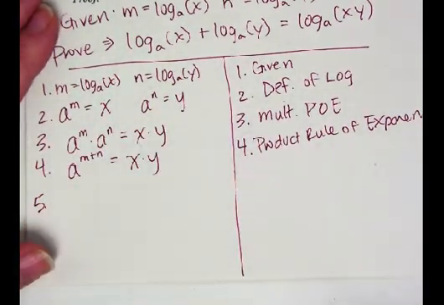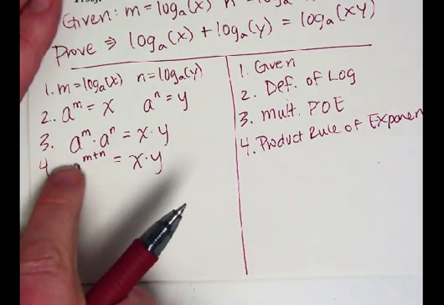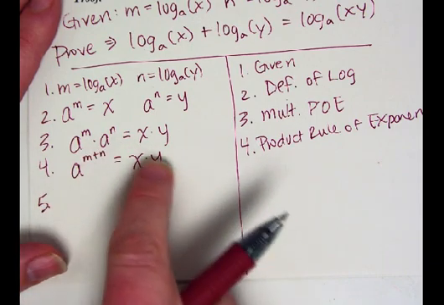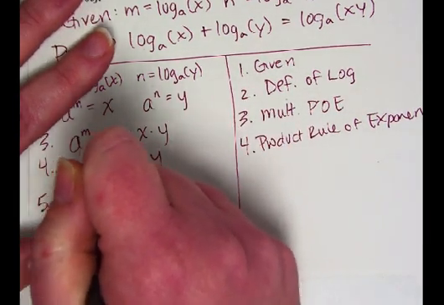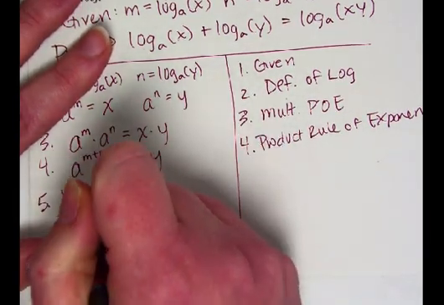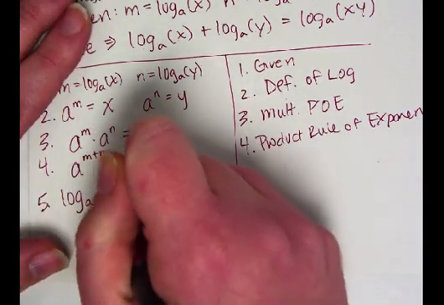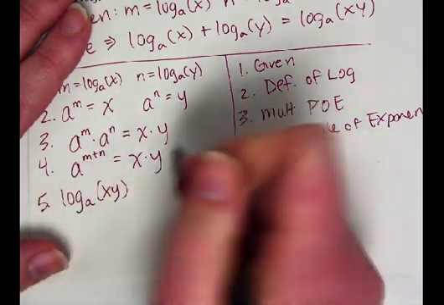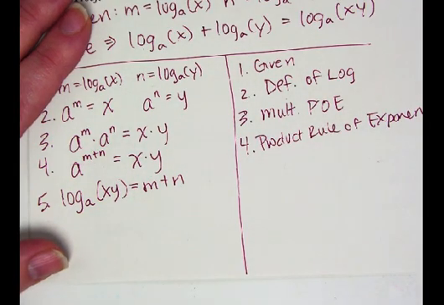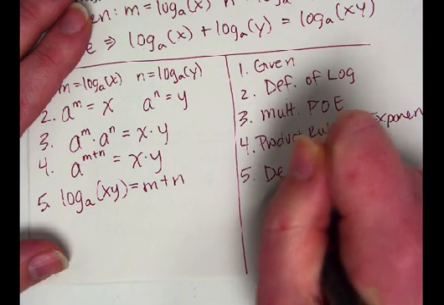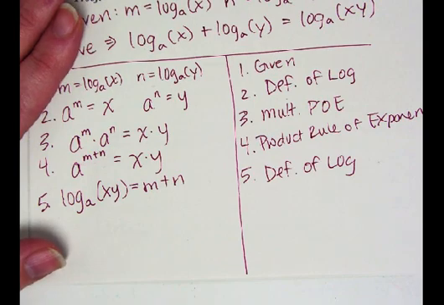Our next step is to switch it back into log form. Okay, we have this base with an exponent, and then it equals xy. So to write it in log form, it would be log, and then our base is a, of the argument x times y, and then it equals the exponent m plus n. So the reason we did that was the definition of log. We switched it from exponential form to log form.